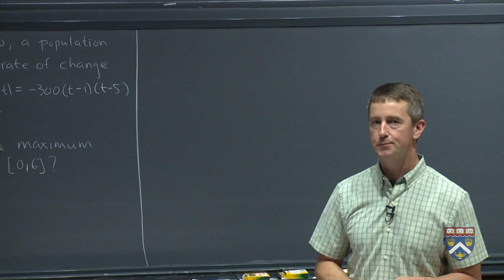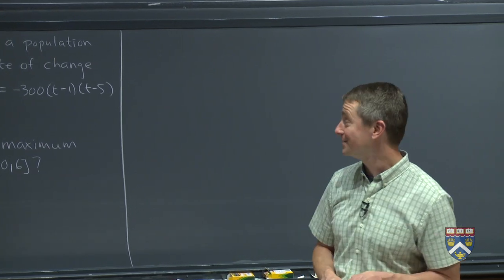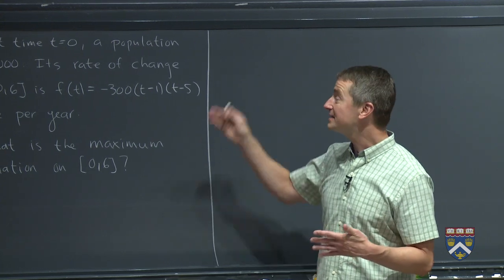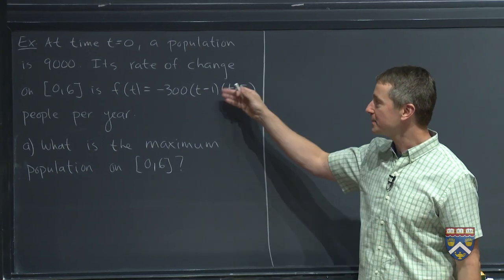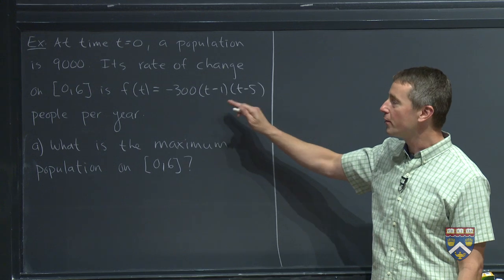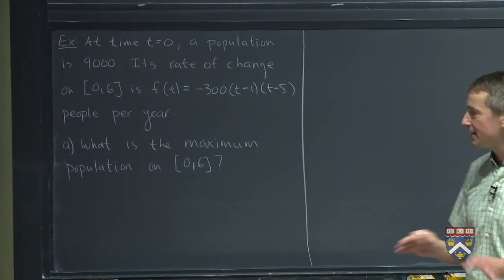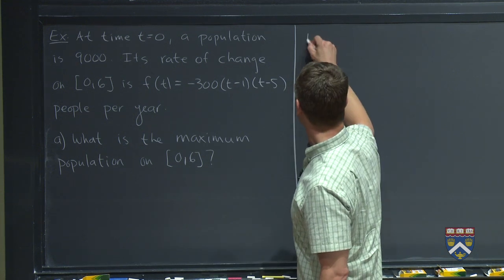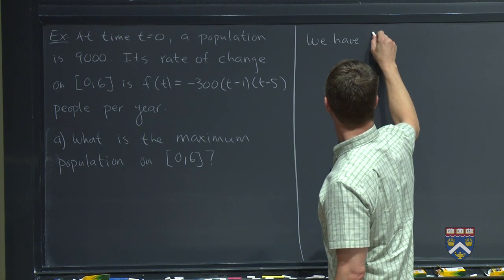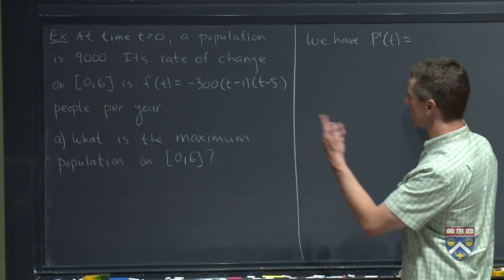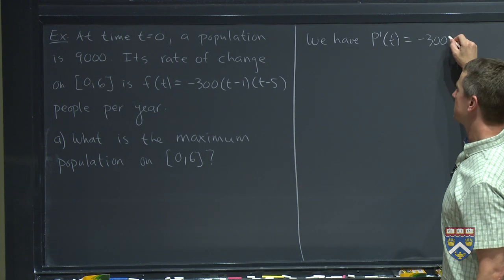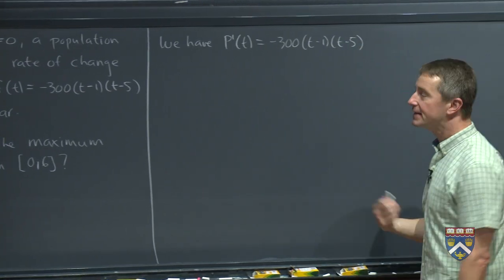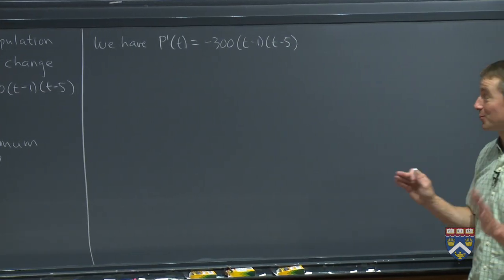What do you think? I hope you think no, because remember, now that we are doing the inverse problem, we are starting with the rate of change. So this is already the derivative. If p of t is the population, we already know p prime of t is this. We don't need to take the derivative. So we have p prime of t equals this function, negative 300 (t minus 1)(t minus 5). This is the function we want to set to 0.